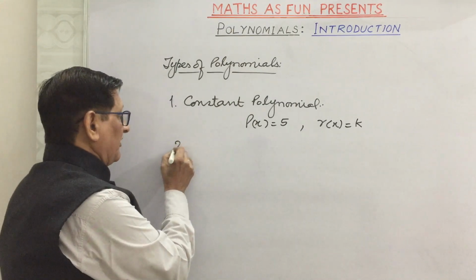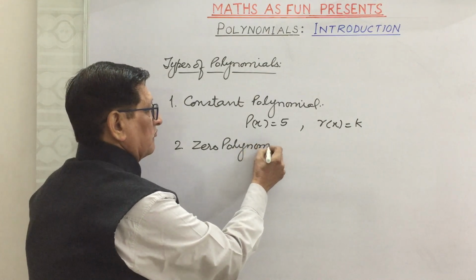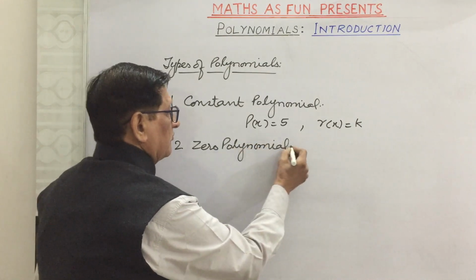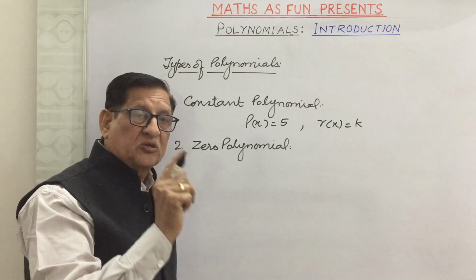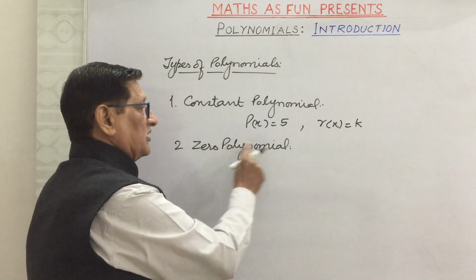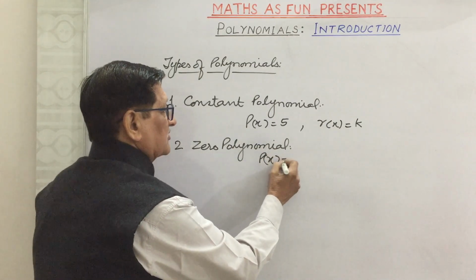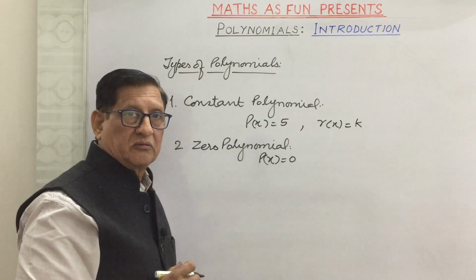The second we have is zero polynomial. If the polynomial is only having one term, that is 0, then we call it a zero polynomial, like p(x) is equal to 0. It is a zero polynomial.